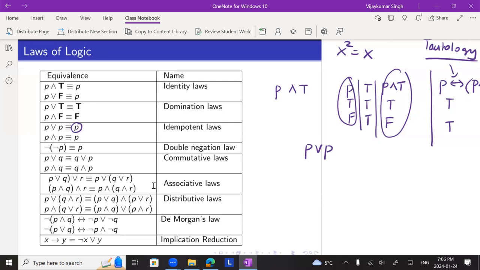Let's take statement P, it is true or false. If we take another statement P, which is the same statement, it will be what? True, false. P and P, or P or P, will be what? True, false. So you see, same distribution. So P or P has the same distribution as P. That means these two statements are equivalent. Whenever you see P or P, you can just replace it by P. All right.